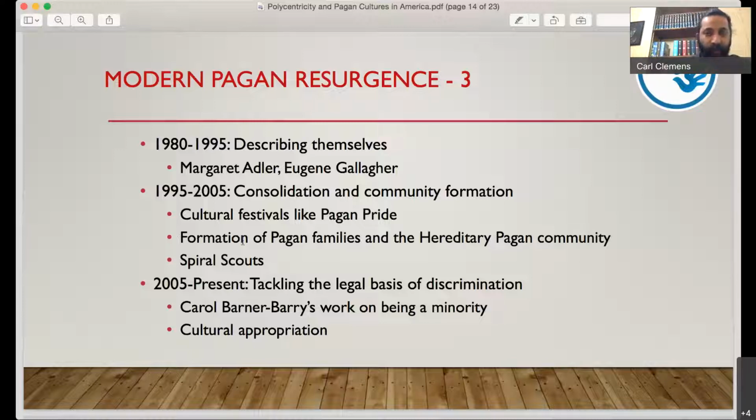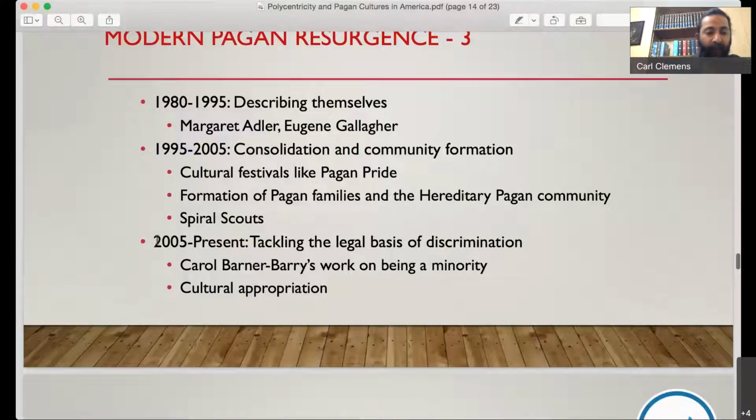And once you had children, you had things like Spiral Scouts, which is a sort of Boy Scouts organization that was formed to allow children to grow up in a pagan environment. And then from 2005 to the present, they've been working to tackle the legal and constitutional basis of the discrimination that they continue to face. So being a minority in a majoritarian religious culture means that they are constantly either being typecast, pigeonholed into something within the majority's worldview, or their culture is appropriated.